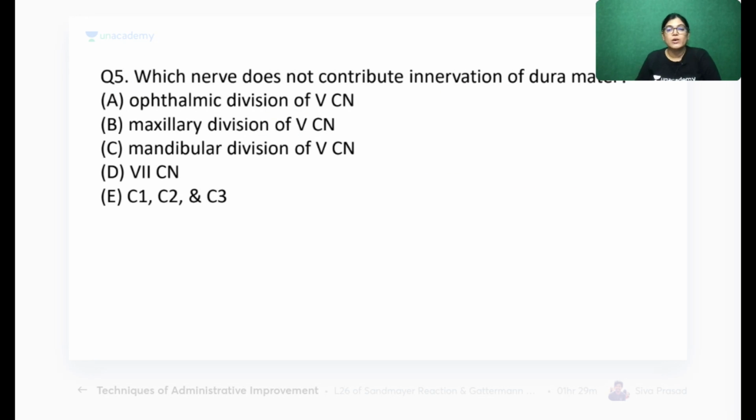Which nerve does not contribute innervation to the dura mater? Which of the following nerves is not giving any kind of innervation to the dura mater? The options are: ophthalmic division of trigeminal nerve, maxillary division of trigeminal nerve, mandibular division of trigeminal nerve, 7th cranial nerve, C1, C2 and C3. So according to you, which is the correct answer? Question number 5, mark the correct answer.